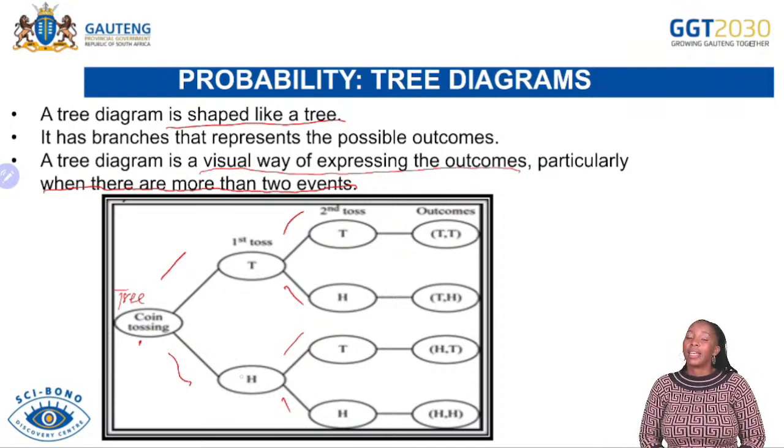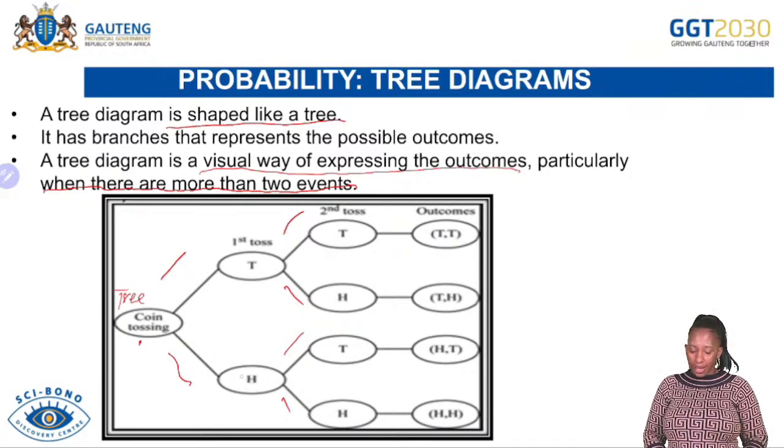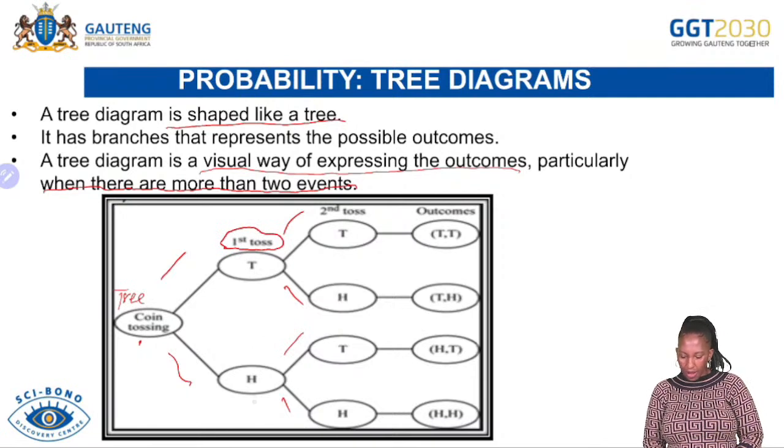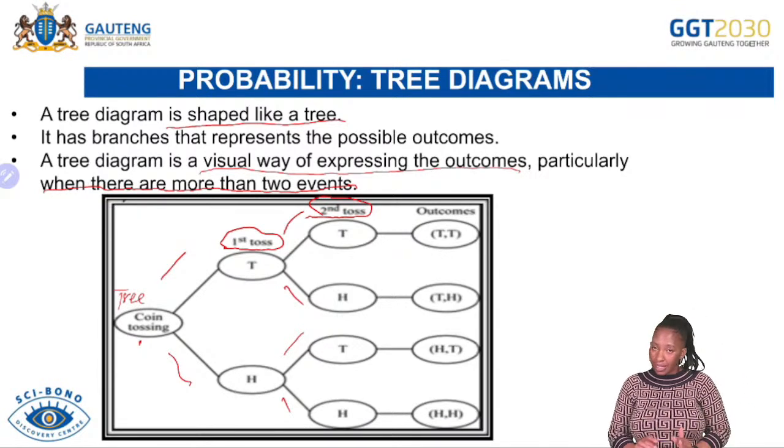I won't get tail and head at the same time. I will only get a tail or a head. So looking at this, meaning tossing the first coin, I can get either head or tail. And then on the second toss, remember now I am tossing a coin, I want to get the results.